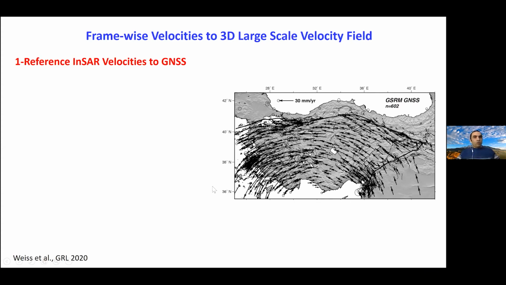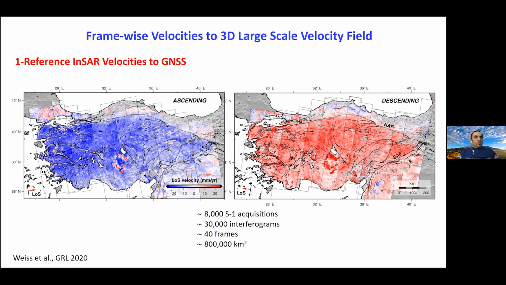We generally follow a two-step approach for this purpose. In the first step, we tie all the InSAR velocities to the available GNSS data. And this involves interpolating all the GNSS data and projecting them into the InSAR line of sight. And then solving for the best fit plane, or it could be a quadratic surface, to adjust the InSAR velocities into the GNSS reference frame. Here you can see the referenced InSAR velocities, which is actually the output of the first step, in both ascending and descending.